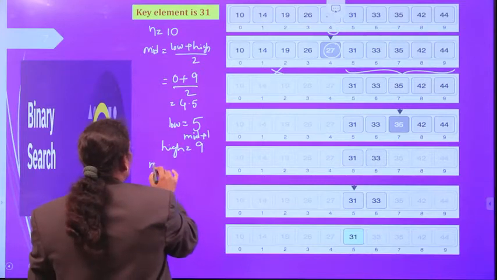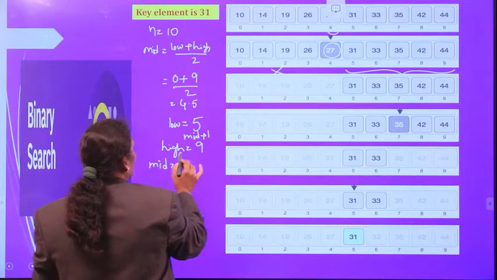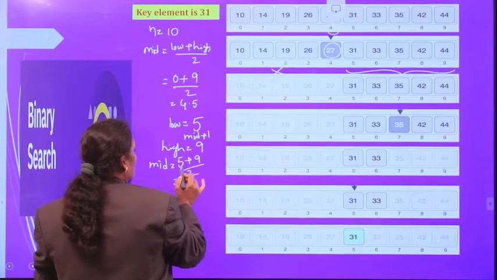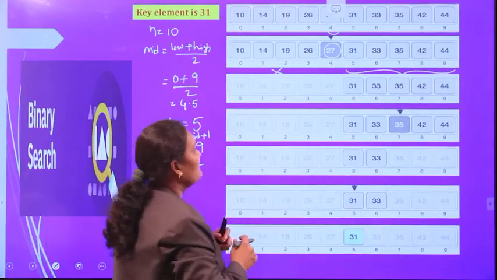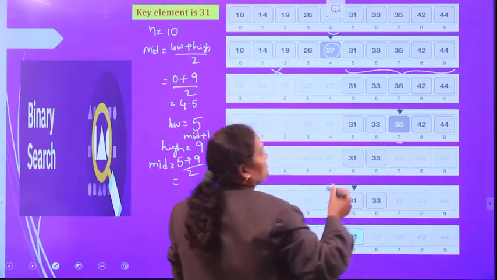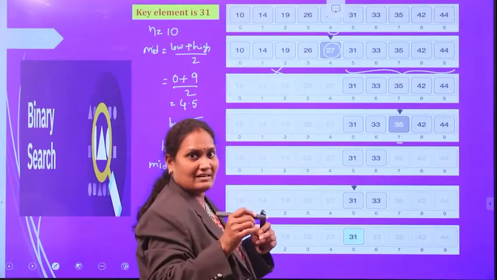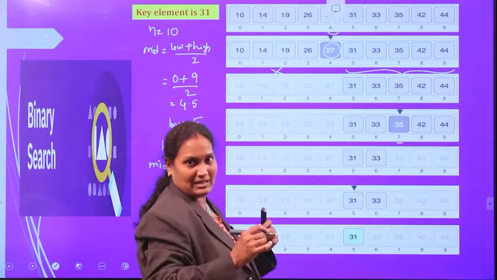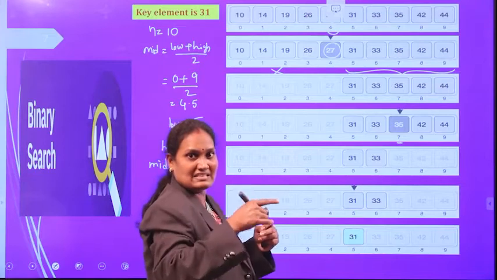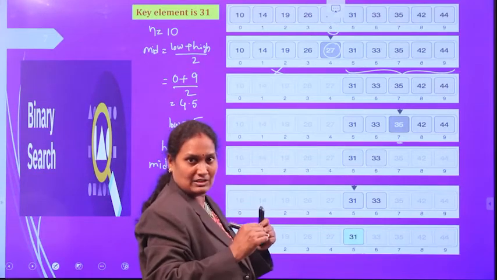So what is the mid value? Mid is equal to low plus high by 2. That is 5 plus 9 by 2, which returns 7. Now I am going to compare the search element with the mid element. Here the mid element is 35. The search element is 31. 31 is not equal to 35.